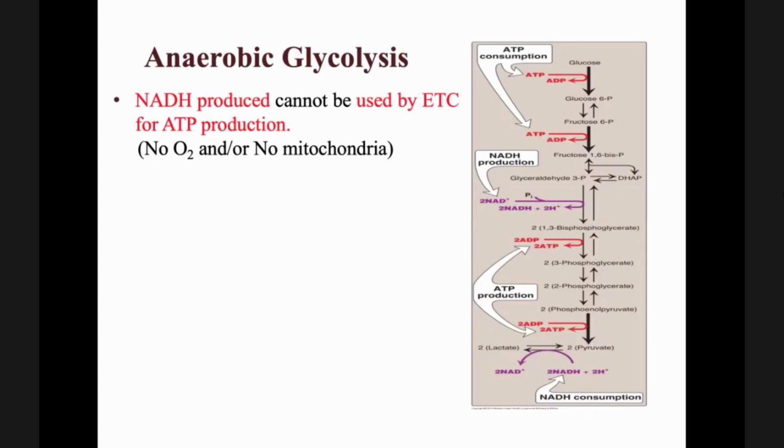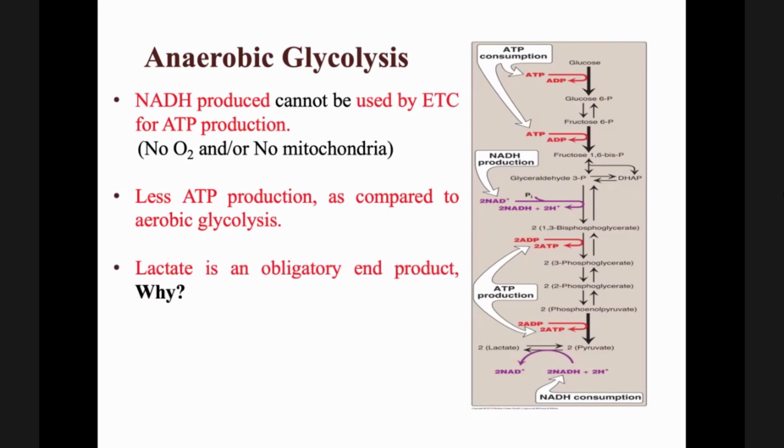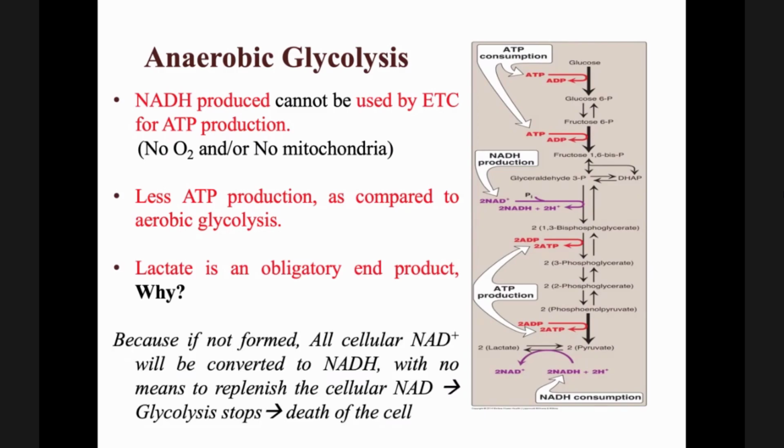The anaerobic glycolysis, we will consume 2 ATP, but it cannot go to the electron transport chain because there is no oxygen or there is no mitochondria. So less ATP production will be compared to the aerobic glycolysis. So lactate is the obligatory end product. Why? Because if not formed, all cellular NAD plus will be converted to NADH with no means to replenish the cellular NAD. So the glycolysis will stop and the cell will go to death.